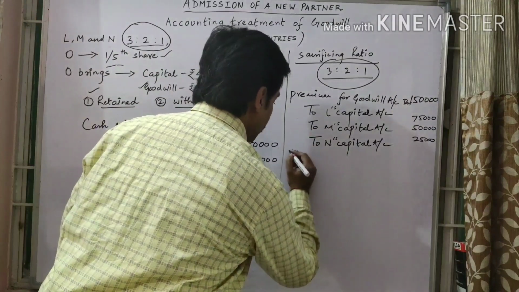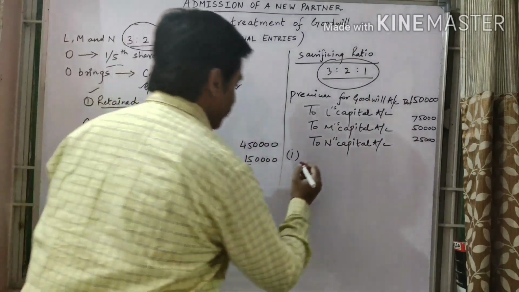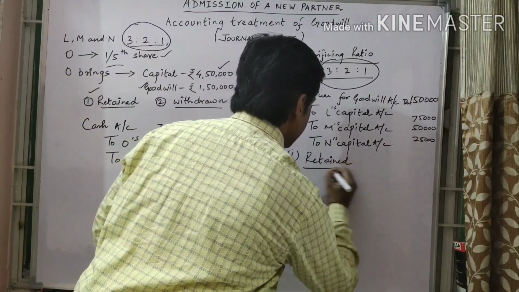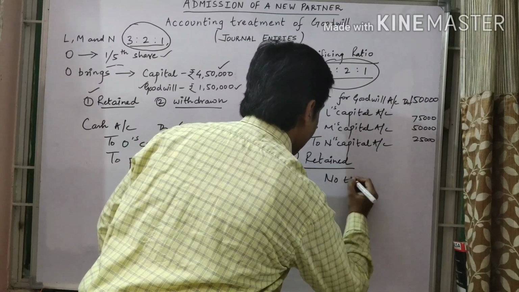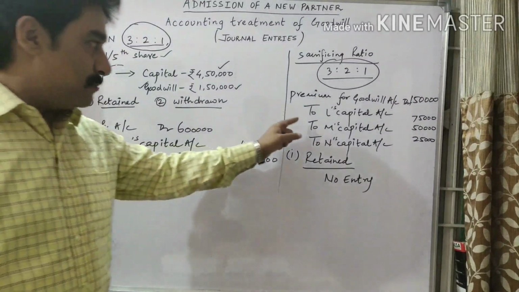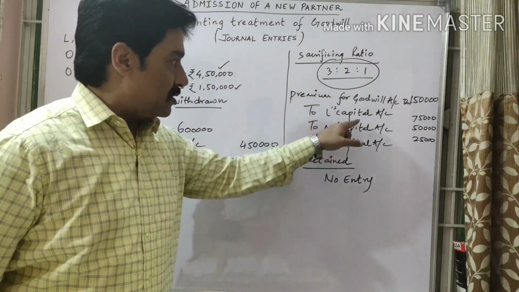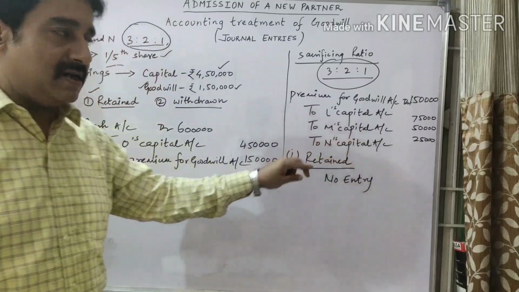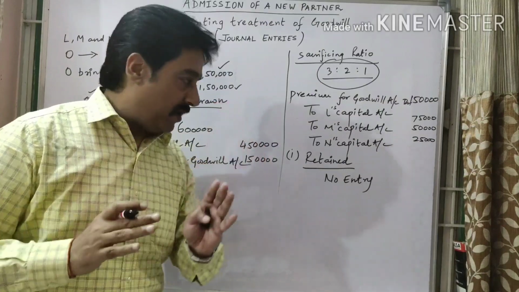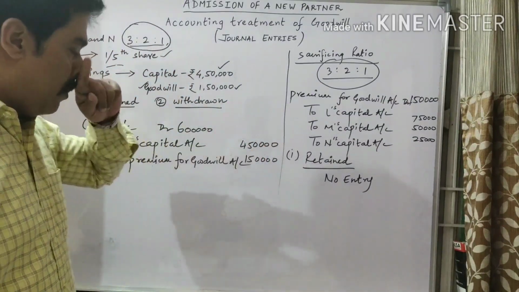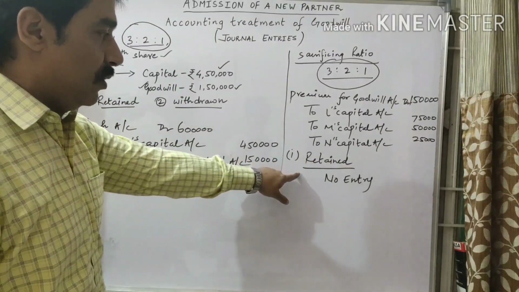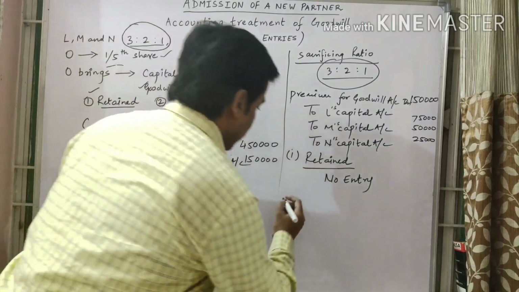I had told you just 5 minutes back that when the amount of premium is to be retained in the business, you don't require any entry, because when you have distributed the premium, it has been already transferred to the capital accounts of the sacrificing partners, and it will remain there, which means that it will remain in the partnership firm. Okay, therefore if you're told to pass or rather show the treatment for retainment of that premium for goodwill, you don't need to pass any entry.